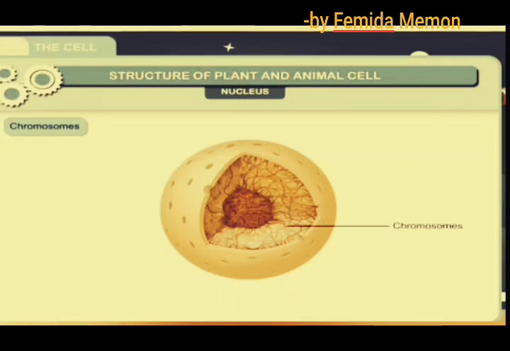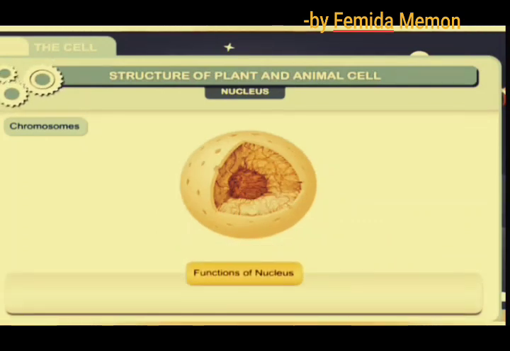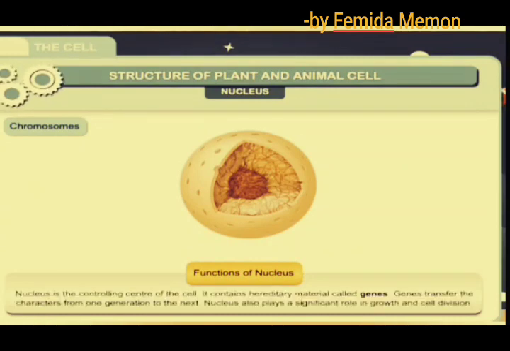4. Chromosomes. They are thread-like structures and consist of deoxyribonucleic acid, DNA, and proteins. They bear genes that carry and transfer hereditary characters from one generation to the next. Functions of nucleus. Nucleus is the controlling center of the cell. It contains hereditary material called genes. Genes transfer the characters from one generation to the next. Nucleus also plays a significant role in growth and cell division.